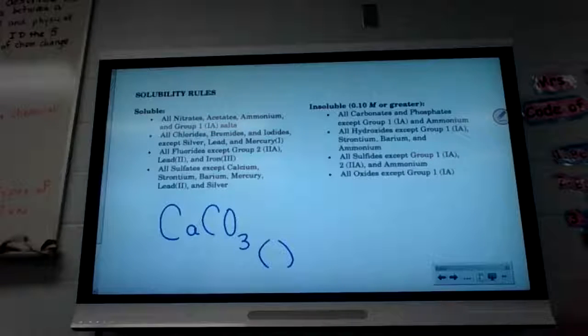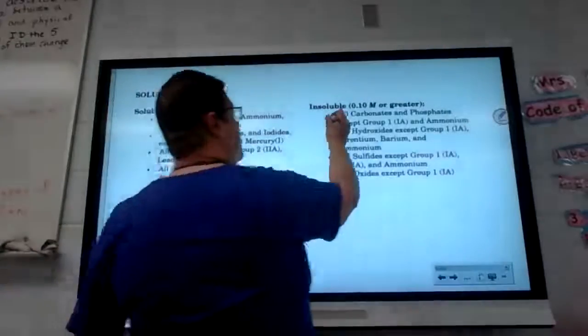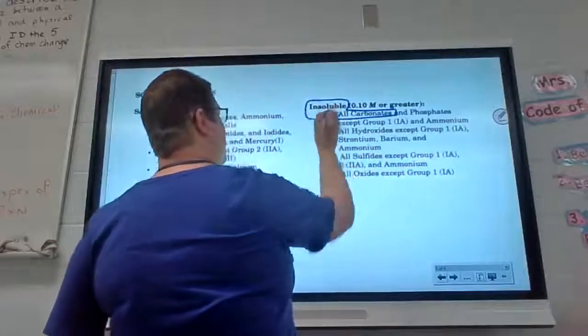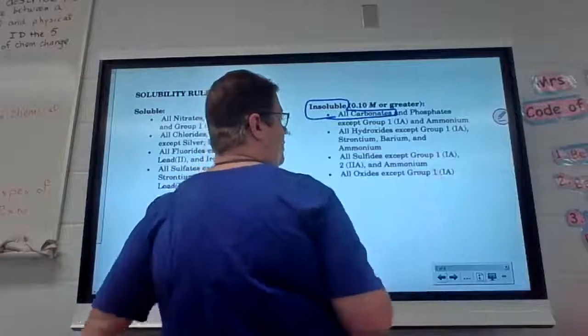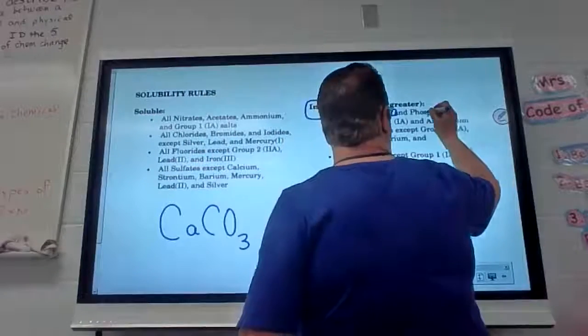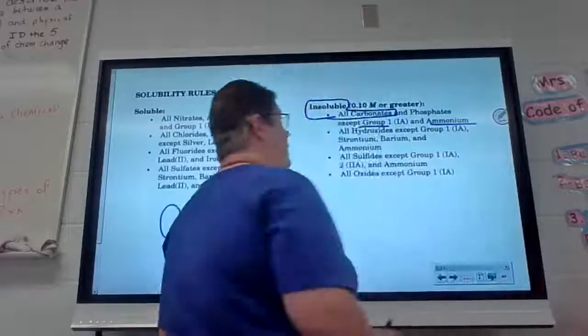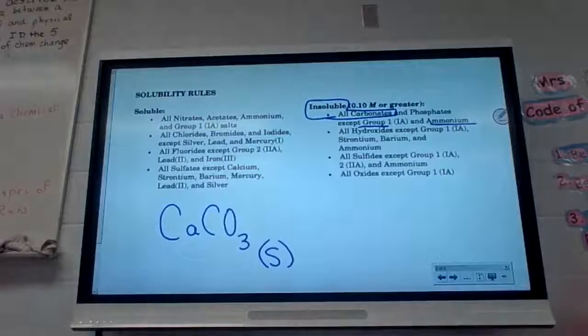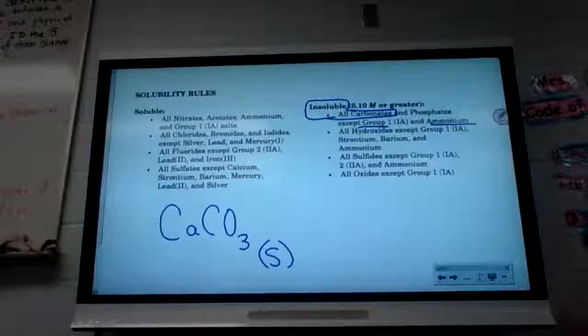Hi, what'd you come up with? What is the carbonate? Twos cancel out. What'd you find out about a carbonate? All carbonates are insoluble, so a solid, except group 1 and ammonium. Is calcium in group 1 or is it ammonium? No. So it stays a solid. It's not one of the exceptions, so it does not change. It stays a solid.